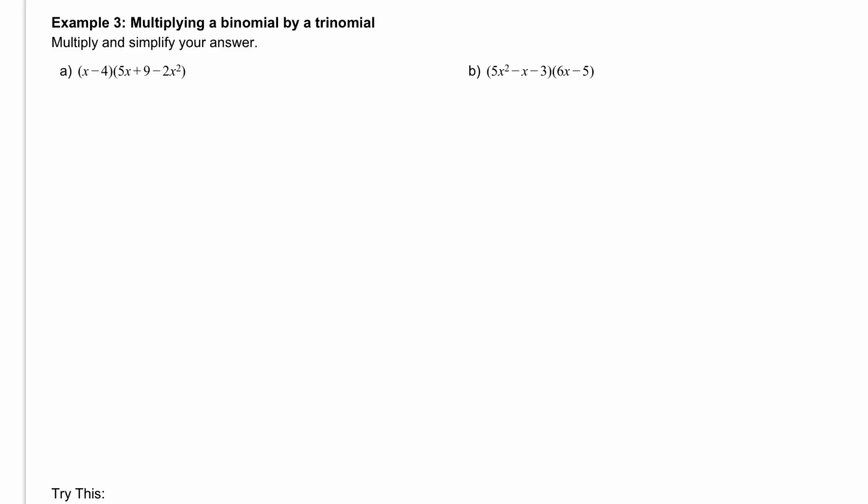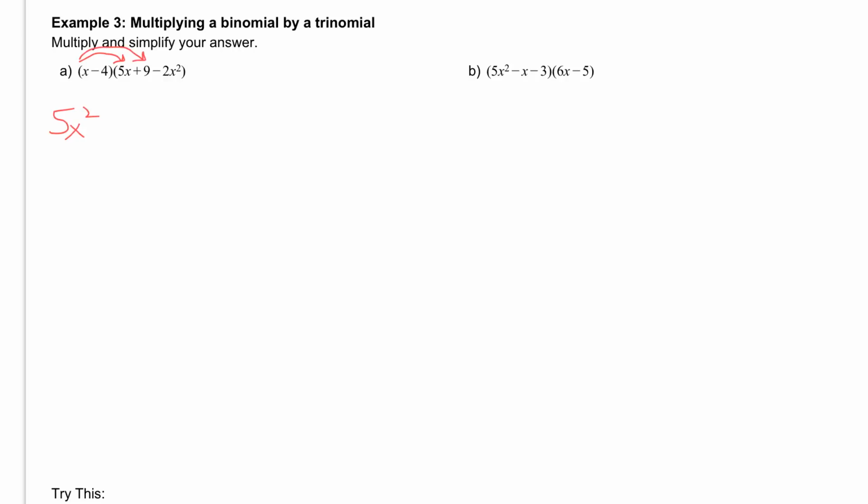So this time, in example 3, we're going to be multiplying binomials by trinomials. In letter A, we have a binomial first and a trinomial second. So we're going to take everything in the first parenthesis and multiply it to everything in the second, starting with the x. So I'm going to take x times 5x, and that gives me 5x to the second.